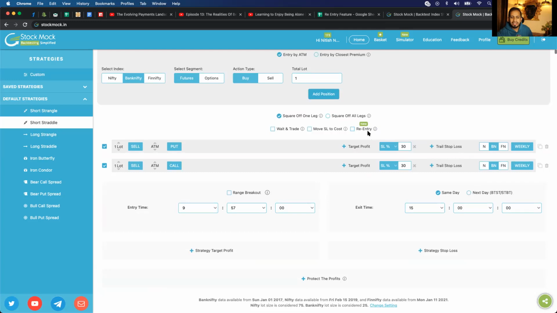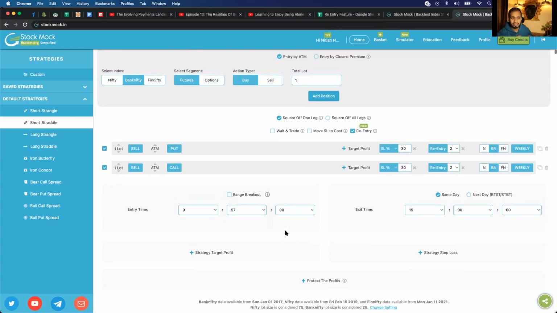Okay. Some disclaimers. Trailing stop loss and re-entry do not work together. Okay. Obviously for logical reasons. So if you click on re-entry, this trailing SL will be changed to re-entry. So if you want to use trailing SL, re-entry is not for you. Similarly, same logic with move SL to cost. So if move SL to cost is there, re-entry will not work because if one leg SL gets triggered, you want others to be exited at the same price. Other than that, you can use this with wait and trade, range breakout, positional strategy, next day, wherever you want to use it. Okay. That's the disclaimer.